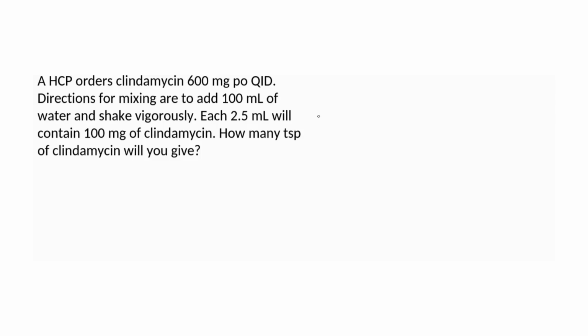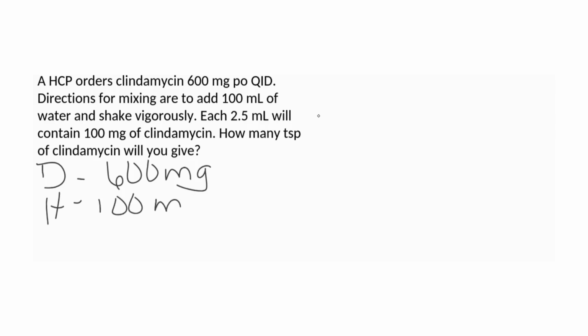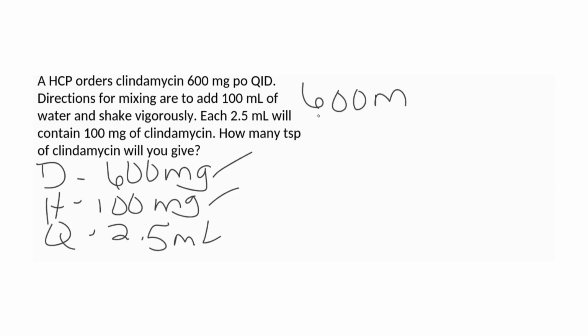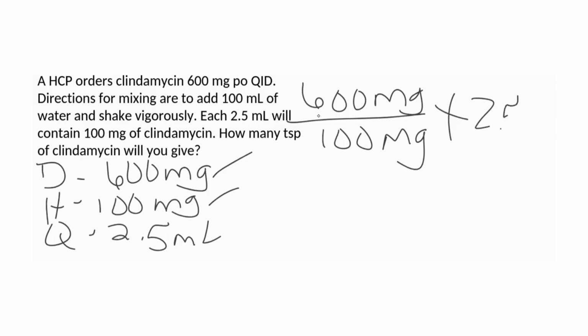Well, let's see. Let's plug in our numbers. D, what do we have ordered? 600 milligrams. What do we have on hand? We have 100 milligrams. Quantity is 2.5 milliliters. We've got milligram to milligram. We're matching. No need to convert anything. Let's plug in our units of measurement here. 600 milligrams over 100 milligrams. This is our D over H, times our quantity, which is 2.5 milliliters.